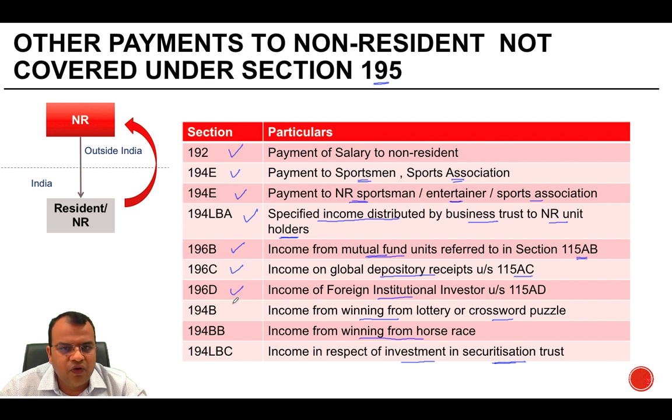The reason for all this is very simple. If there's a specific section which provides for withholding tax from payments to non-residents, those sections will override the provisions of section 195, and therefore the withholding tax will be done under the specific section rather than the general provisions of section 195. If the payment is not covered here, then you go back to section 195.